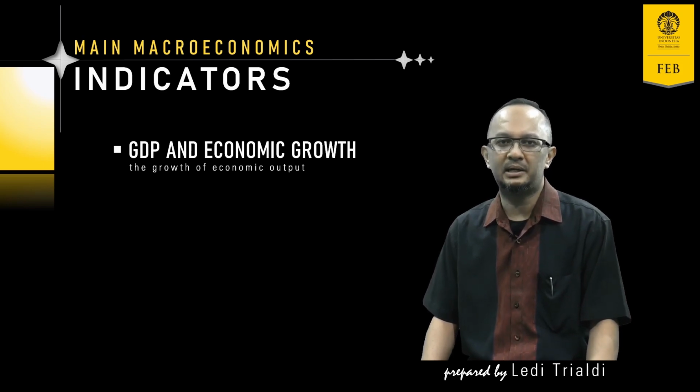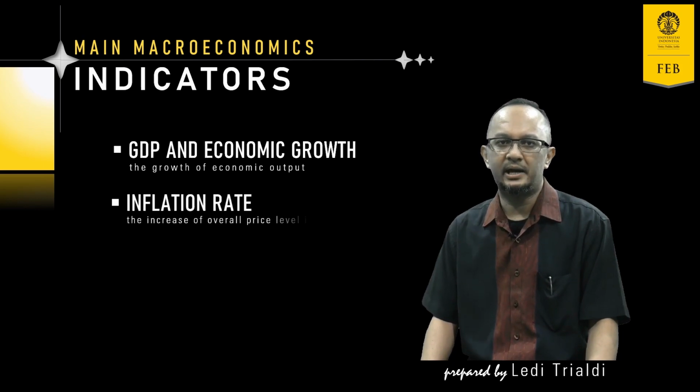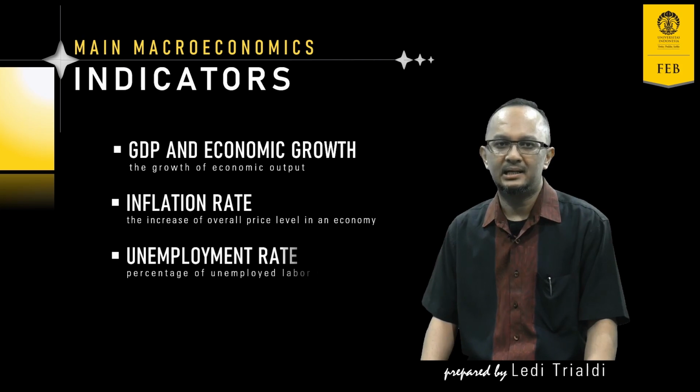Before measuring economic growth, we will soon get acquainted with the concept of GDP or gross domestic product. Then the second indicator, inflation rate, measures the increase of overall price level in an economy, indicating the cost of living of people. In this case, we will learn how to measure the price index for calculating the inflation rate. The last indicator is unemployment rate. The measurement is more straightforward compared to the former two indicators, but the correct identification of employment data will be needed.